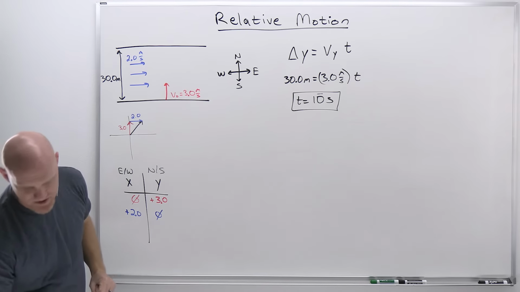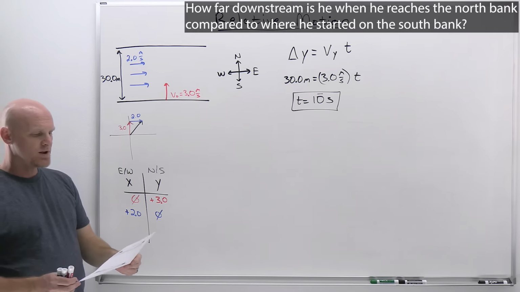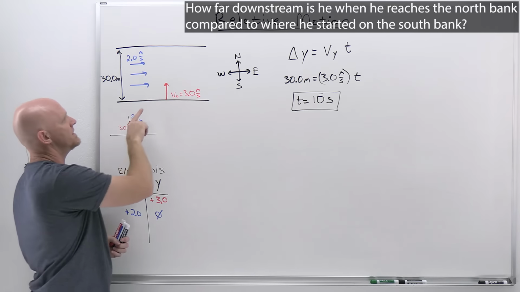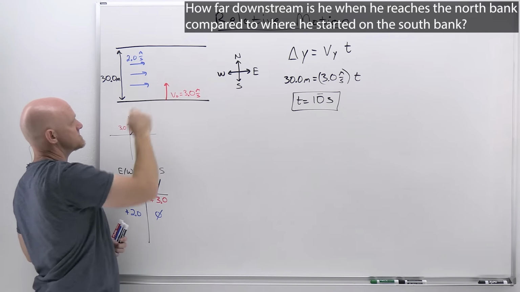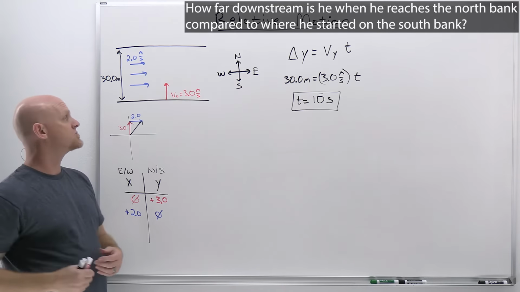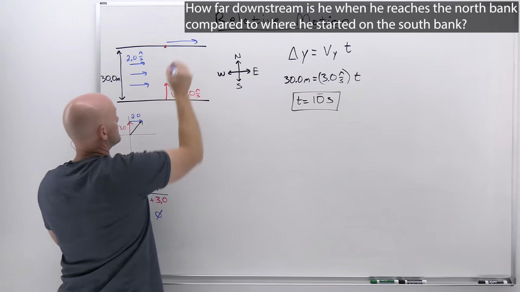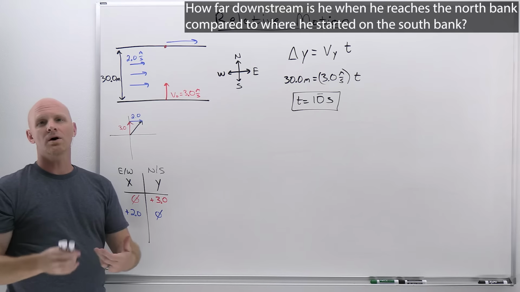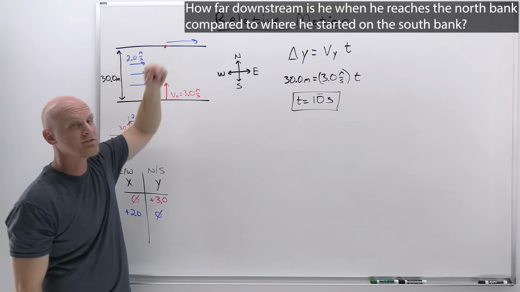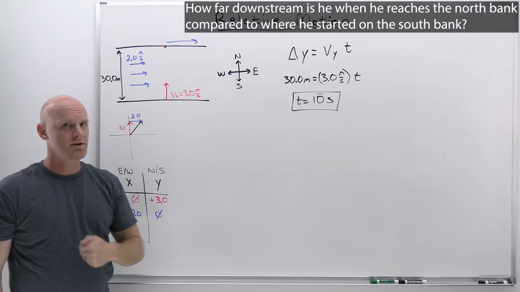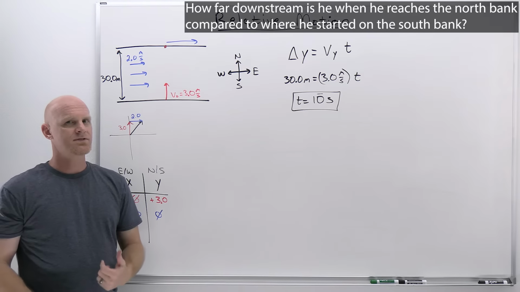Let's look at the second question. How far downstream is he when he reaches the north bank compared to where he started on the south bank? As we said, he's heading off in some direction because of the two contributors to his motion. He's not going to land directly across. He's going to land downstream some distance. How far? Well, we don't know. But how far downstream he lands is the x displacement. So what we're really being asked here is just to find the x displacement.